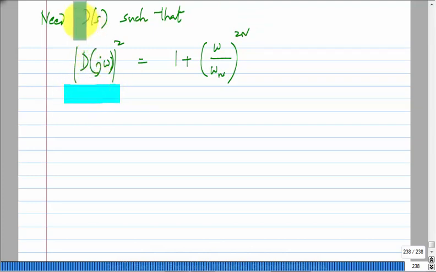Now, can you write this magnitude square in terms of d of s? What is the magnitude square? It is d of j omega times its conjugate, the product of the function and its conjugate, right? That is magnitude squared. Is that okay? So now, what is d of j omega? It's basically d of s, times, how do you get d star of j omega? Minus s. You put s equals minus j omega, you would get the conjugate, isn't it?